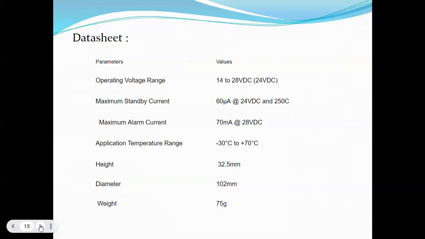Application temperature range is negative 30 degrees centigrade to positive 70 degrees centigrade, and above it can damage the sensor and its accuracy. It has a height of about 32.5 millimeters and a diameter of 1.2 millimeters and a weight of about 75 grams, which makes it very easy to use in any kind of environment.